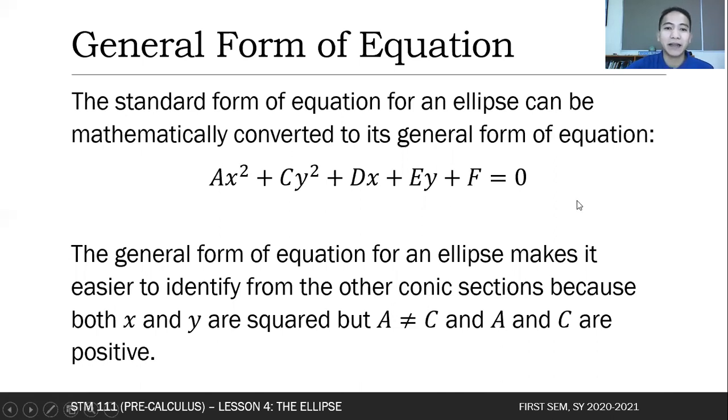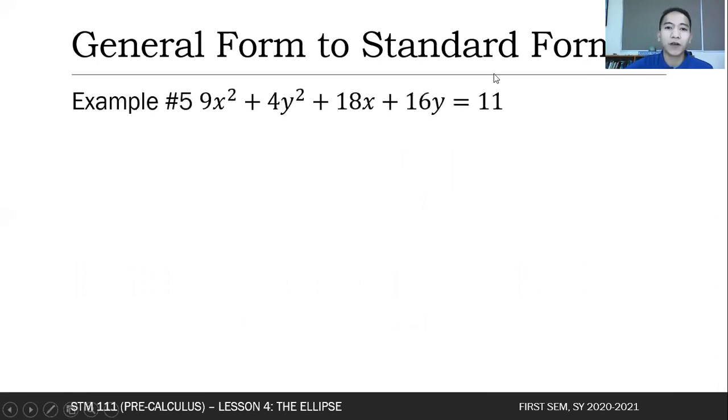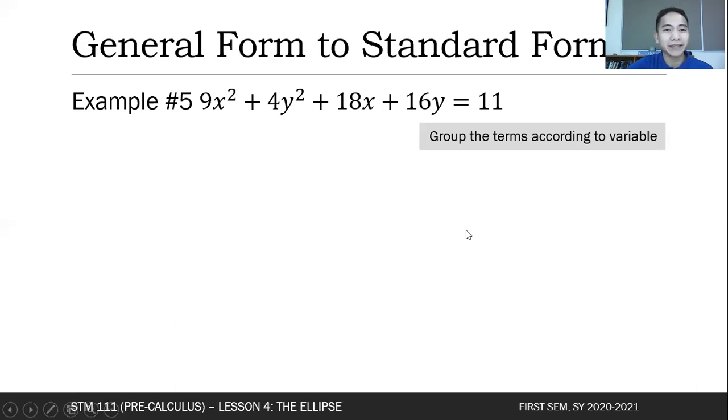Yan. So that makes it an ellipse. So given the general form of an ellipse, let's convert it to standard form. So first, given sa atin ay 9x squared plus 4y squared plus 18x plus 16y equals 11, ang una natin gagawin ay group the terms according to variable. So group the x's and the y's.